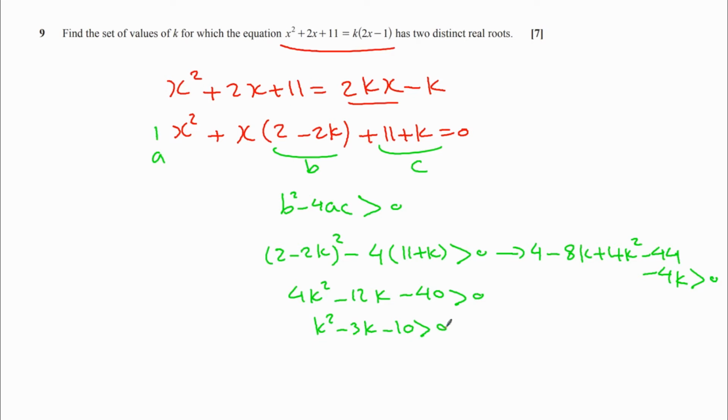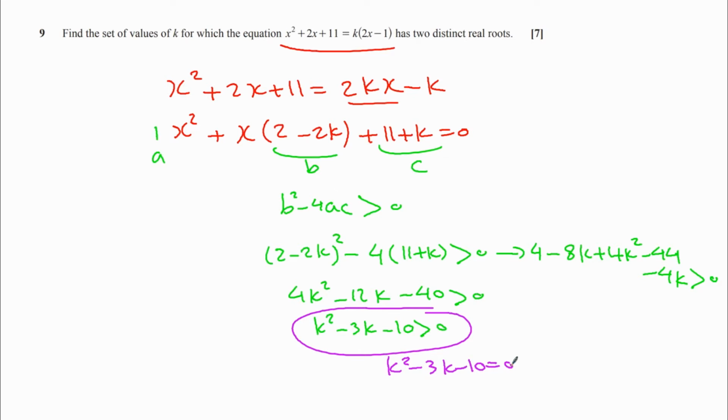This is a good question because it evaluates your understanding of the discriminant and the solution for a quadratic equation. At the same time, at the end, as you can see, it results in an inequality in the form of a quadratic that needs to be solved to find out what k should be. So how can we solve that? First of all, I can find the solutions for k squared minus 3k minus 10 equal to 0.